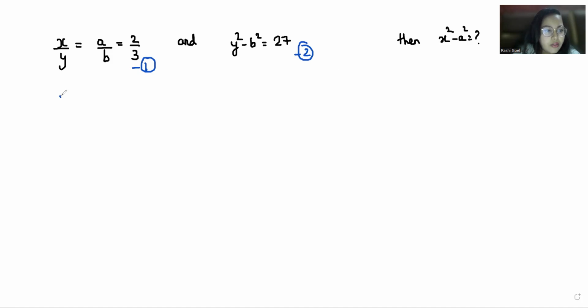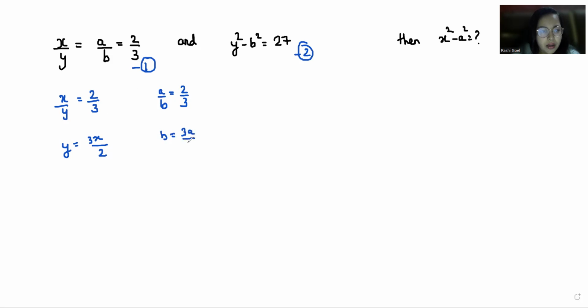So I can write x/y = 2/3 and a/b = 2/3 also. So from here, the value of y is 3x/2 and the value of b is 3a/2. Because y² − b² is given, we find the value of y and b here. So I am going to put the values in equation number 2.